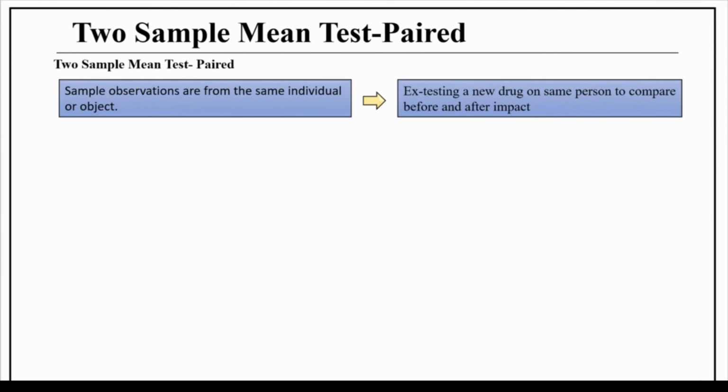In this session we will cover two sample mean tests for paired observation. So when we call two sample mean tests to be paired, when the sample observations are from the same individual or object. Its example is new drug test on the same person to compare before and after impact on person health.